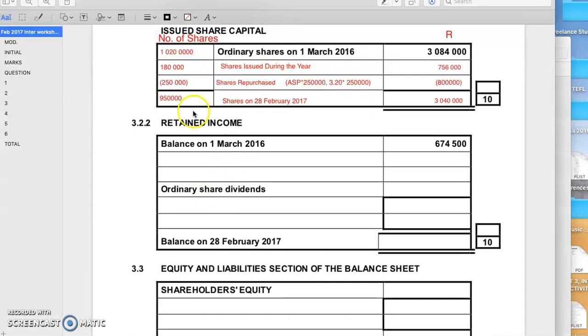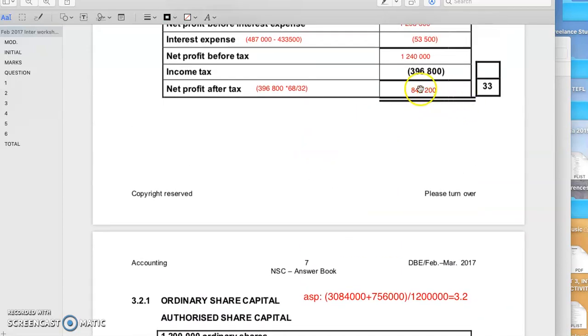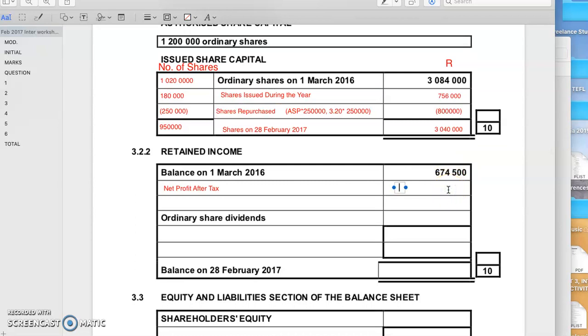Okay, everyone, we're now doing the retained income note, and we know that we always use net profit after tax in the retained income note. We have already calculated this, so this is pretty easy, and it's right here in your income statement. And don't forget, it is the after tax amount, right? So we're going to write that in right here. Net profit after tax always goes into the retained income note.